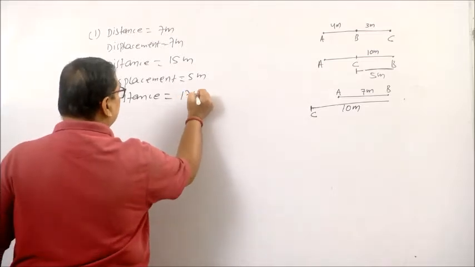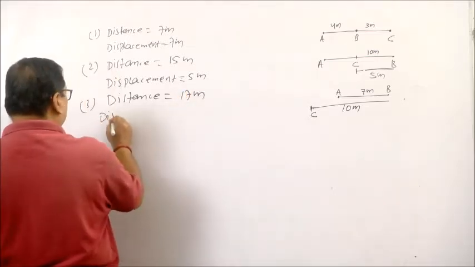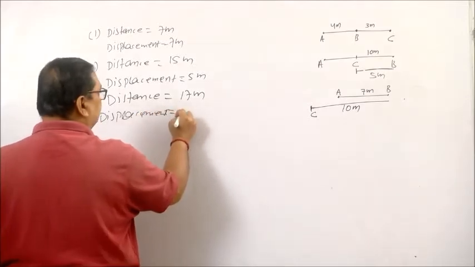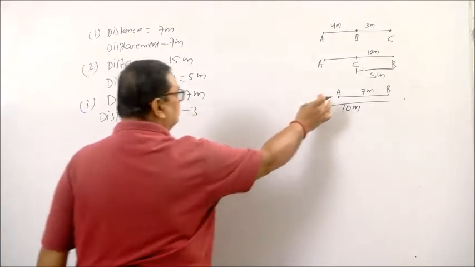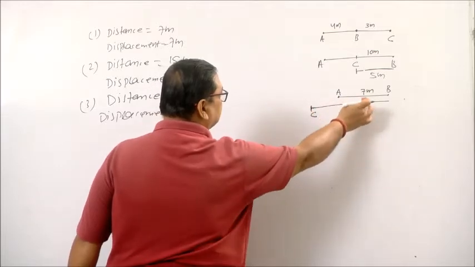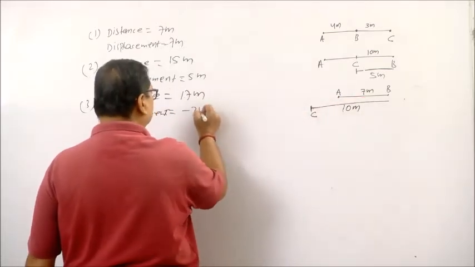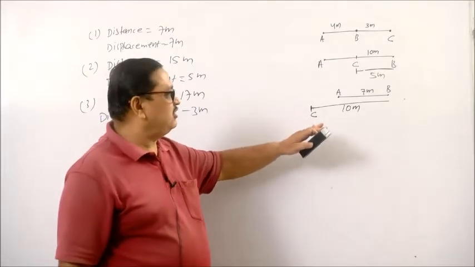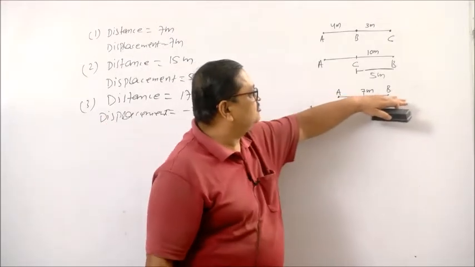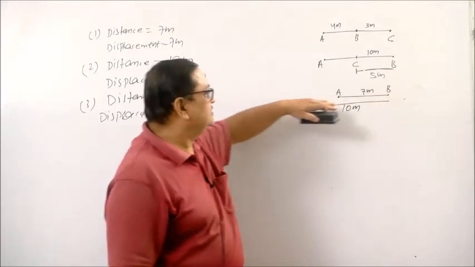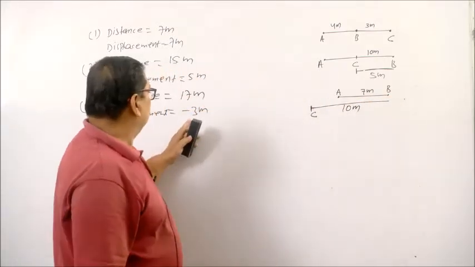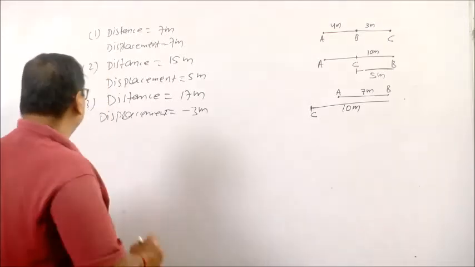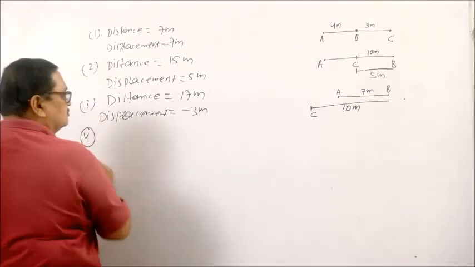So what is the distance? Distance is 17 meter, but displacement is minus 3 meter. A to C, 10 meter minus 7, 3 meter, but it will be minus because it has changed its direction. Since displacement is a vector quantity, initially its direction is supposed towards east and finally its direction is towards west. So minus 3 meter. Here displacement will be negative.